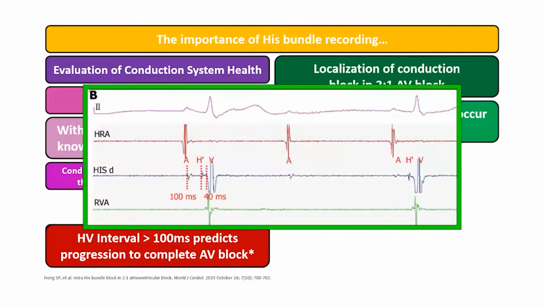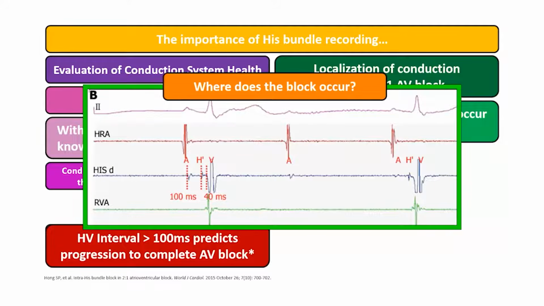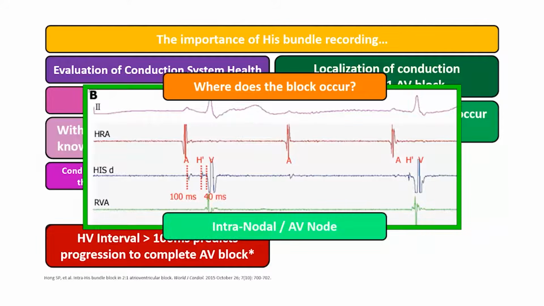Now what about this recording? Well, here we can see that there's a local atrial electrogram without a HIS electrogram on the portions where there's a dropped QRS complex. So we see that our wavefront is entering the AV node, but it's not making it out to the other side. This is a block that occurs intranodally, within the AV node.